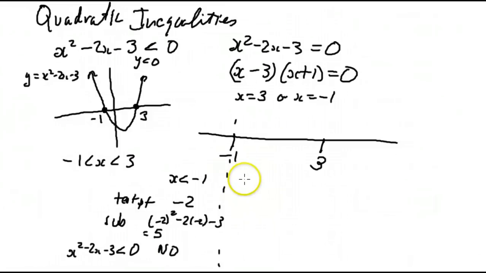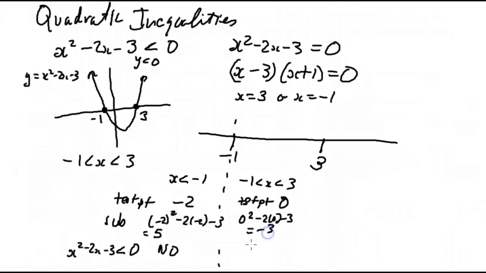What about where x is between -1 and 3? My test point, I'm going to use 0. So that's 0 squared minus 2 times 0 minus 3, which is equal to -3. And is x squared minus 2x minus 3 less than 0? Yes, it is. So in this region is a solution.